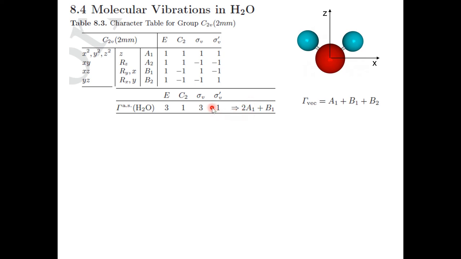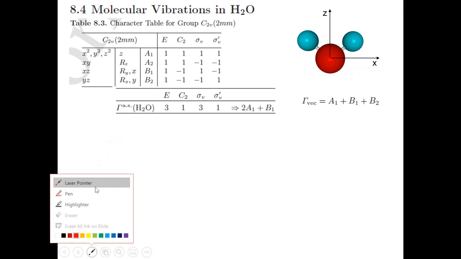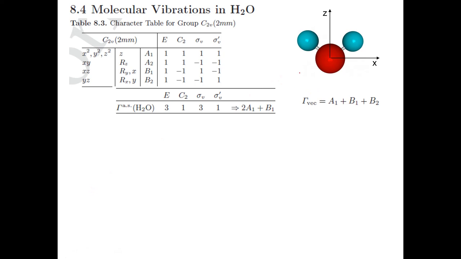Okay, so what I have to do now is first identify the vector representation. I do that by looking here. I have Z here, X here, and Y here. So the vector is actually A1 plus B1 plus B2. And I know already that I get this one from Z, this one from X, and this one from the Y coordinate.